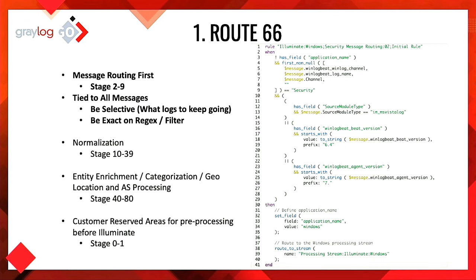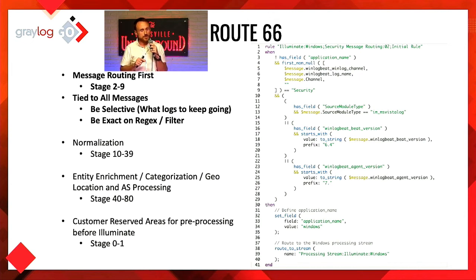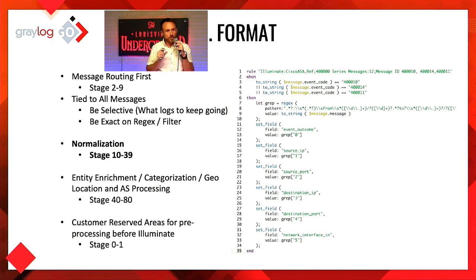With Illuminate, we're looking at the All Messages stream. So as every message comes into Graylog, it by default flows through All Messages. So we're looking at that stream in real time. We try to keep the message extraction rules in stage 2 through 9, if you look at the stages themselves, and you want to be very selective on what you're looking for. So I'm going to match that on the regex filter, then pull it off to the next stage. And that comes in and into normalization.